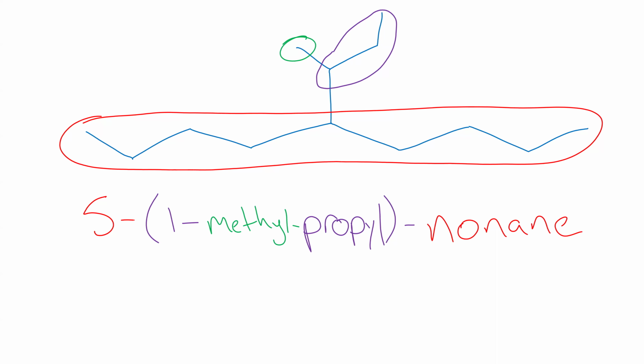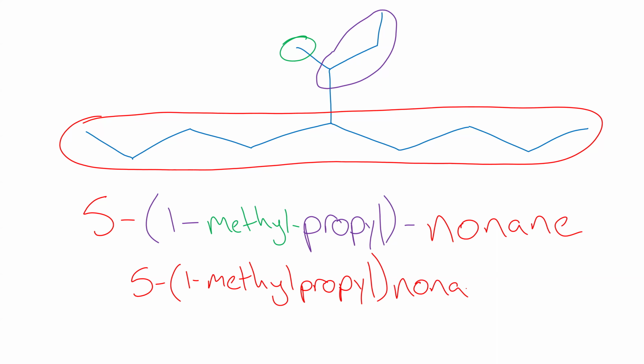But I think the way that it would normally be written would be 5, 1 methyl propyl nonane. And that just does not look pleasant to me, especially when it's all the same color, or typed, it just starts looking like a wall of text. And so I like to break it up this way by color or with the dashes. Okay. All right.